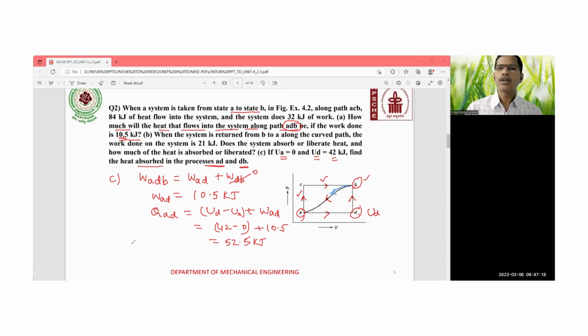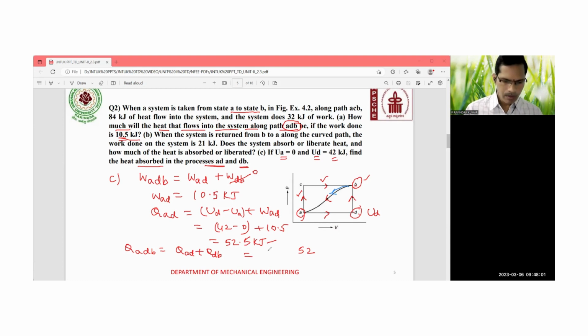But we know that Q ADB is equal to Q AD plus Q DB. What is the Q AD? Q AD is 52.5, and you have to find the heat absorbed in the process AD and DB. So this 52.5 is the heat entering into the system.